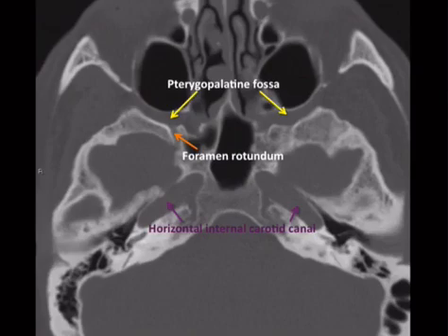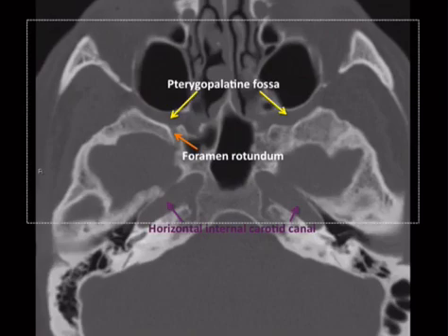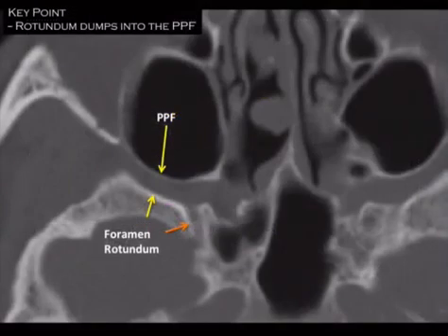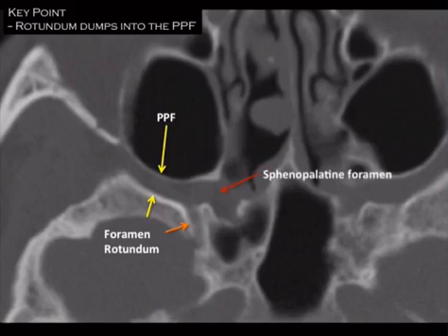Horizontal internal carotid canal, that's obvious. Let's take a closer look at this right here. So again, notice rotundum dumps into the PPF, and there's another ramp that's also getting onto the interstate, the PPF, which is this guy, the sphenopalatine foramen.